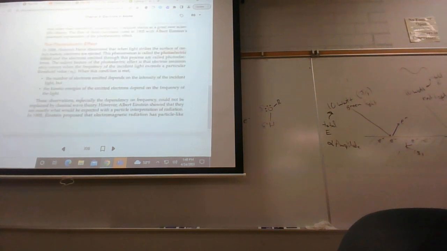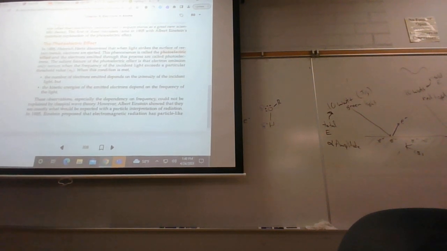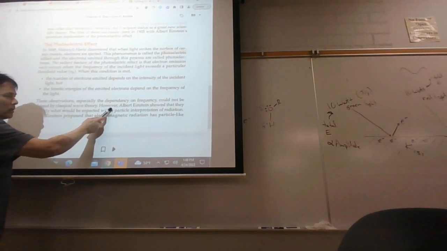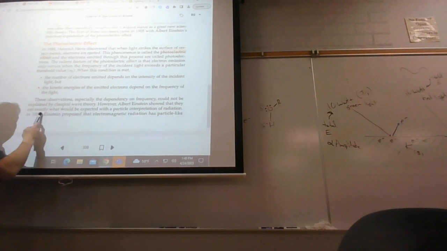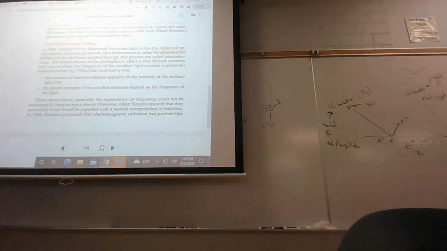These observations, especially the dependence on frequency, could not be explained by classical wave theory. So this couldn't be explained by classical physics. And therefore, modifications had to be made to classical physics or classical wave theory in this case. However, Albert Einstein showed that they are exactly what would be expected with a particle interpretation of radiation.